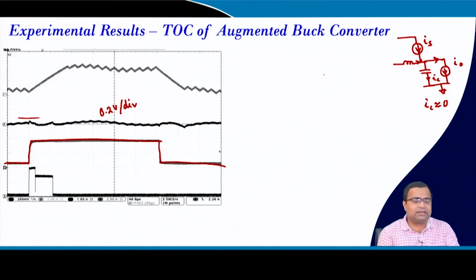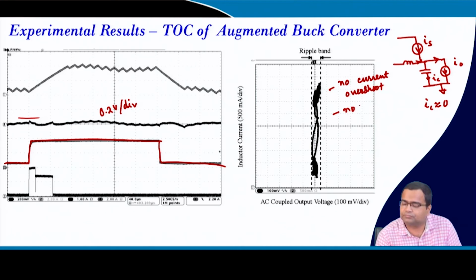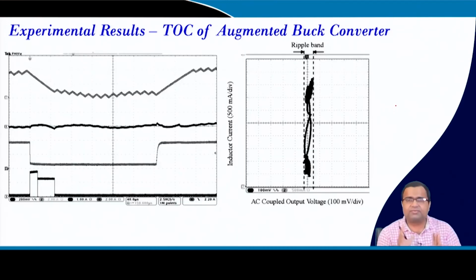So, here in this case there is no current overshoot, and no voltage undershoot. Okay, so, it is almost like an ideal converter. Same thing happened for our step down, it is almost within the ripple band.